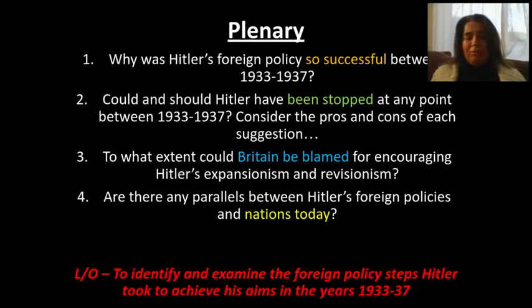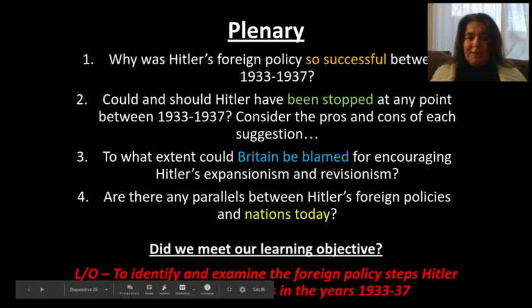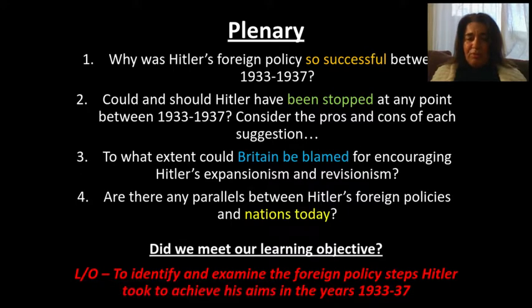Well, this is number 4. Let's do only the first 3 questions, in order to verify if we have met our learning objectives.